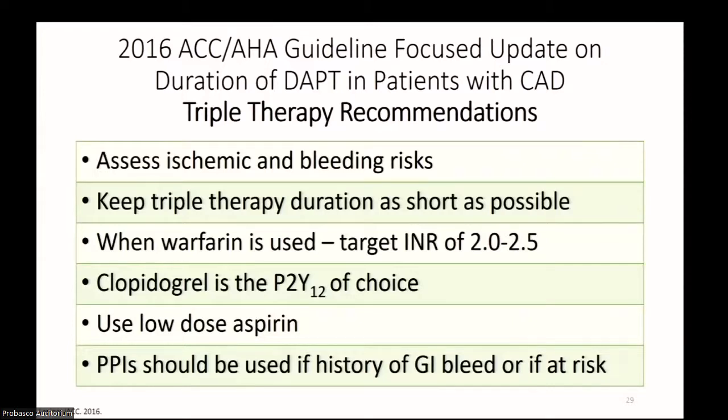The 2016 ACC-AHA guideline focused update of those 2014 recommendations. This is one of the tables that they mention in that focused update. And so they give some guidance, but not a lot of specifics on how to manage these patients. So basically they say, assess ischemic and bleeding risk, keep triple therapy duration as short as possible, target a lower INR of 2 to 2.5. They mentioned that clopidogrel is the P2Y12 inhibitor of choice, use low dose aspirin, and again, PPIs.